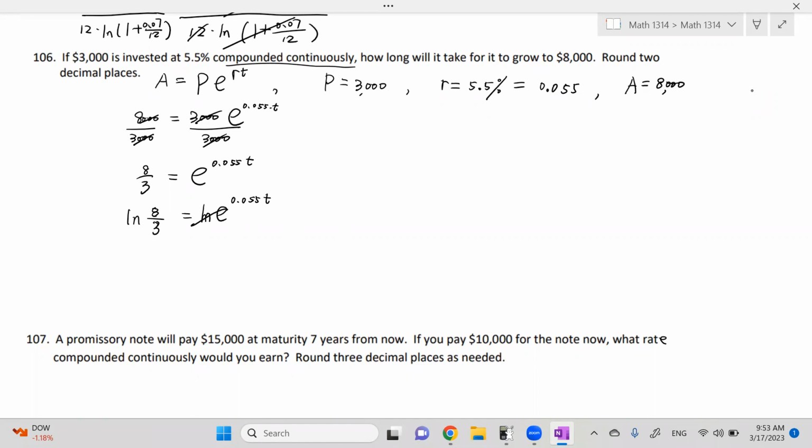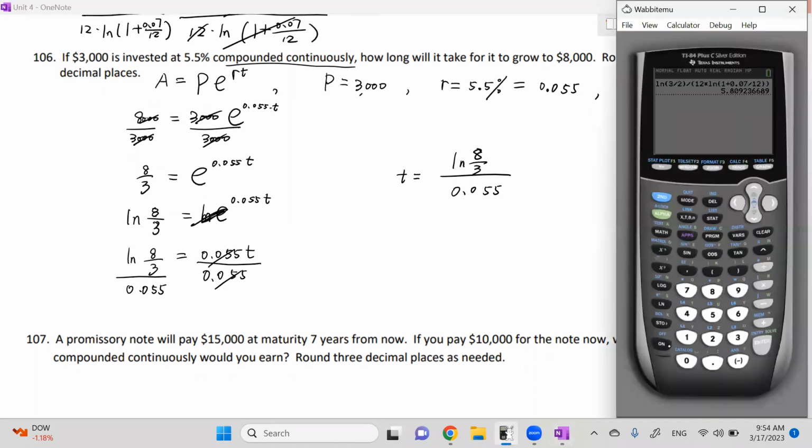I do not suggest you take the common log of both sides, because log and e cannot be cancelled. So I prefer to take the ln. And now we have ln 8 over 3 equals 0.055t. Solving for t, I can divide by 0.055 on both sides. So let's solve for t. t equals ln 8 over 3 divided by 0.055.